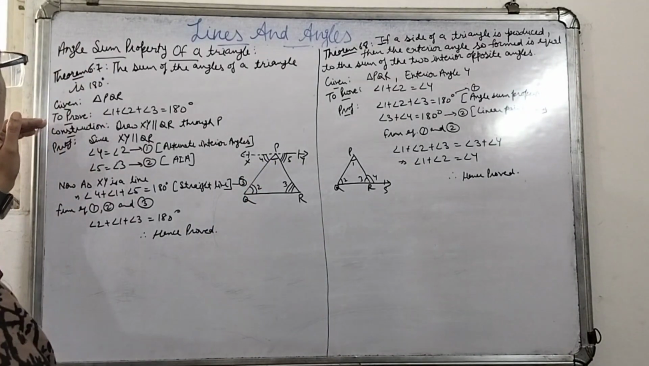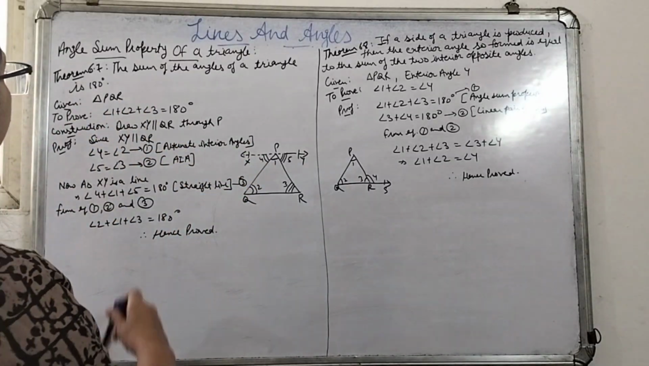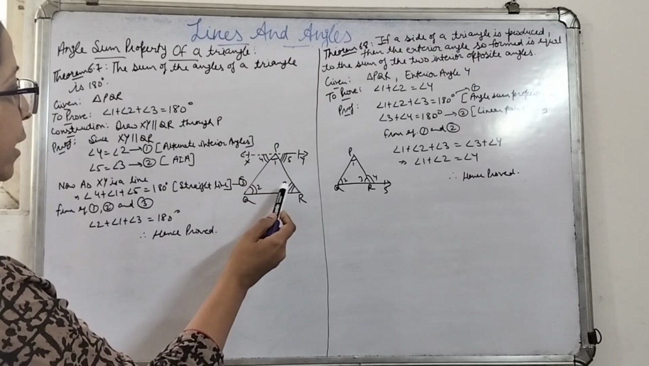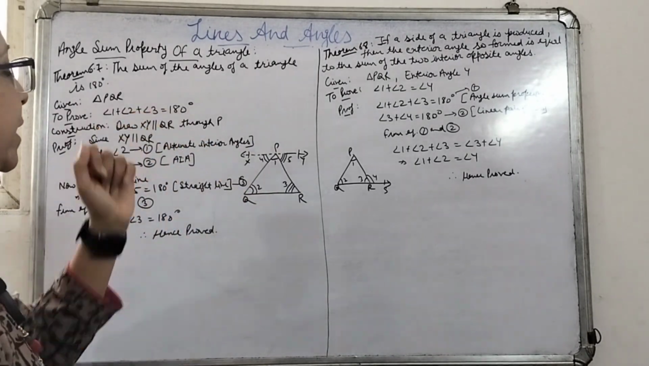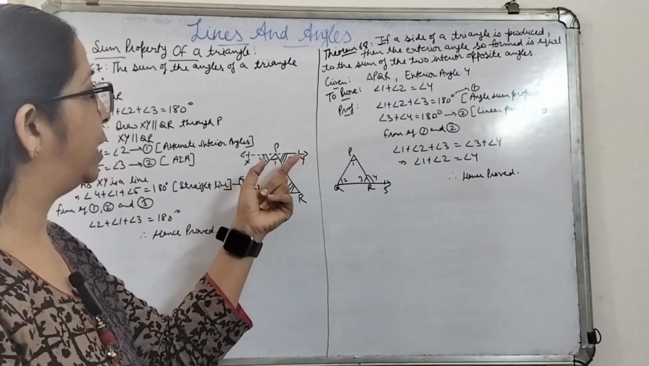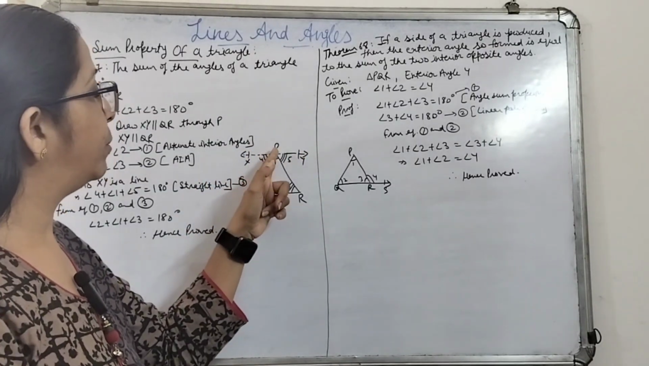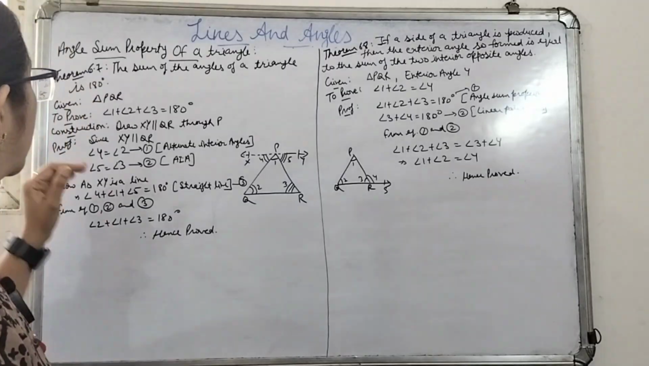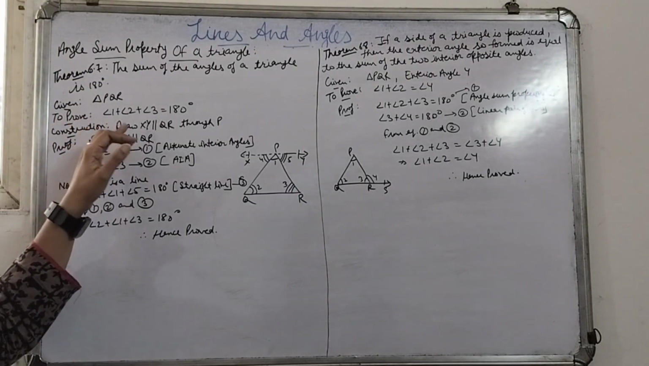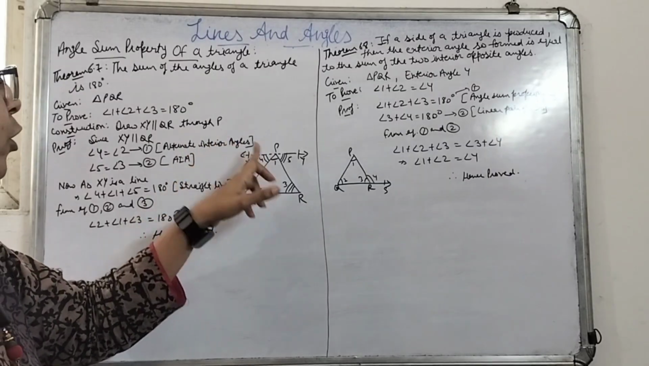Now how can we prove it? Given to us is that there is a triangle PQR, and we have to prove that angle 1 plus angle 2 plus angle 3 is 180 degrees. What we will do is draw a line XY which will be parallel to QR and which will pass through point P. So the construction we will do is, draw XY parallel to QR which will pass through P.